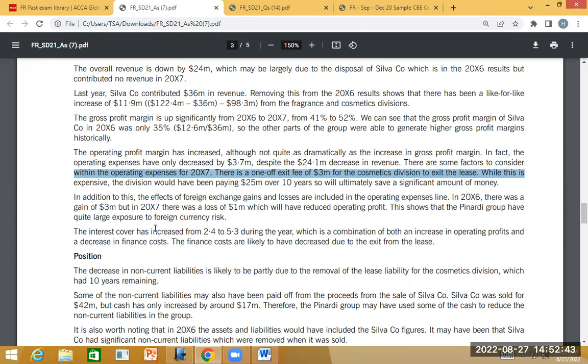In addition to this, the effect of the foreign exchange gains and losses are included in the operating expense. So in 2006, there was a gain of 3 million, and in 2007, there was a loss of 1 million, which will have reduced the profits. This shows that the Pinardi group have quite large exposure to the foreign currency risk. And then they will move on towards the interest cover.